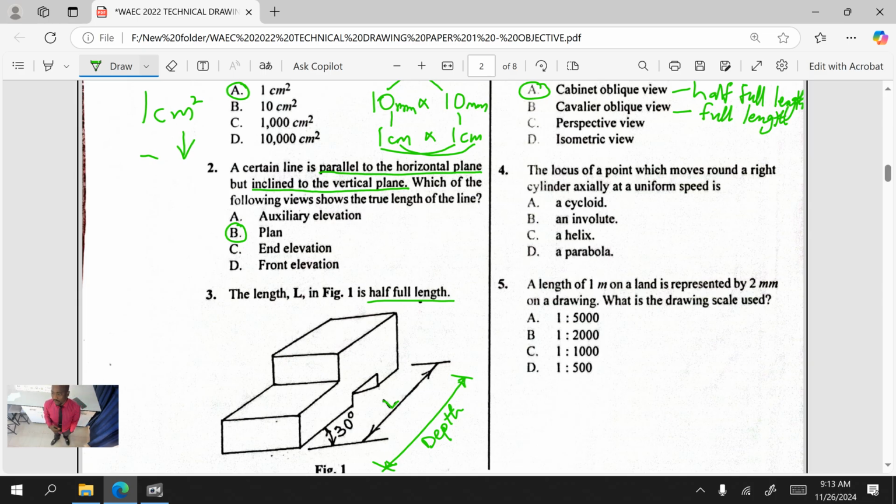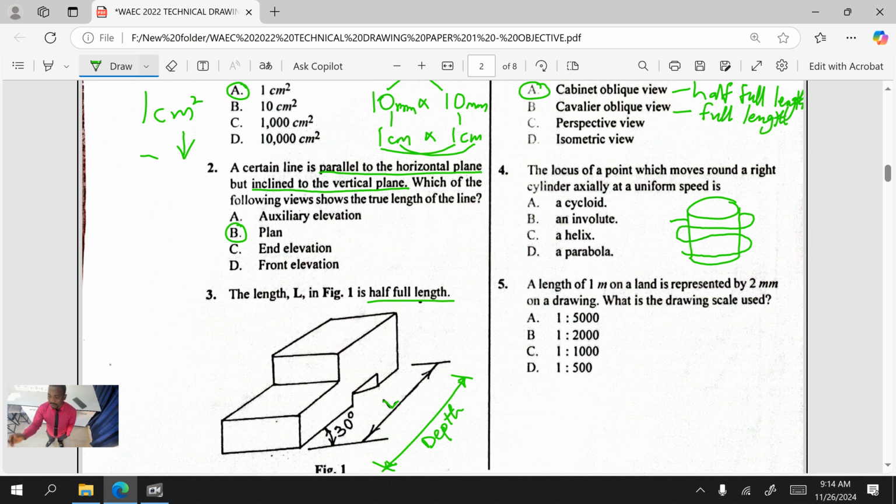Number 4, the locus of a point which moves round a right cylinder axially at a uniform speed is dash. Let me take that again. The locus of a point which moves round a right cylinder. That means when we have a cylinder like this, remember a cylinder is a three-dimensional shape, and we have a point that moves round the cylinder like that. It moves around the cylinder like this. It moves around it like that.